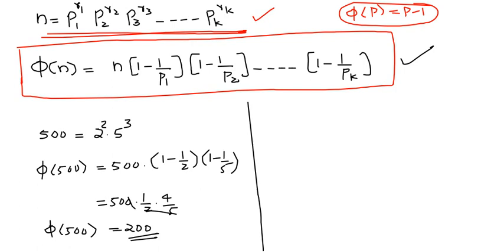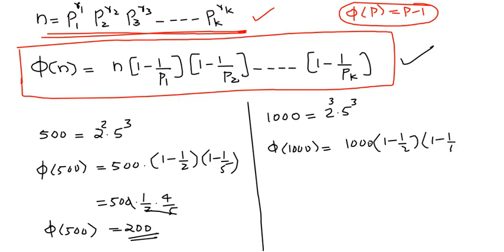Similarly, we can write 1000 as 2 cube into 5 cube. So phi of 1000 is 1000 into 1 minus 1 by 2 into 1 minus 1 by 5. So 1000 into 1 by 2 into 4 by 5, it is 400. Phi of 1000 is 400.